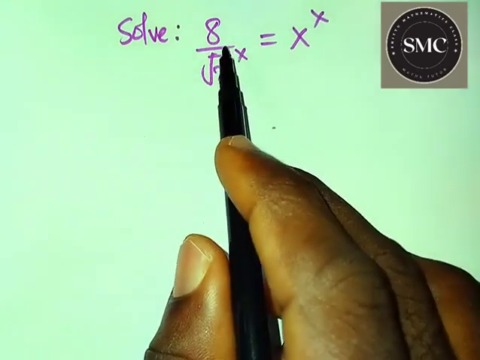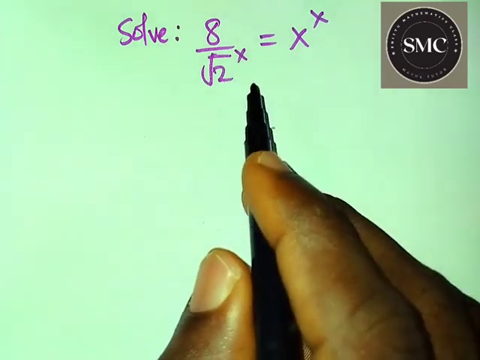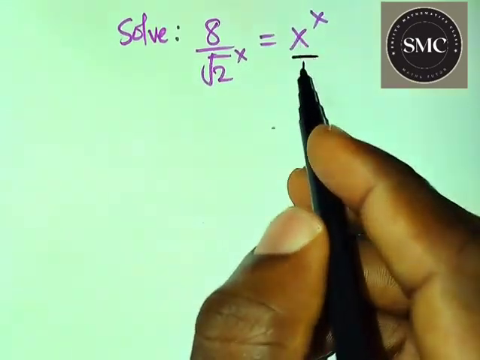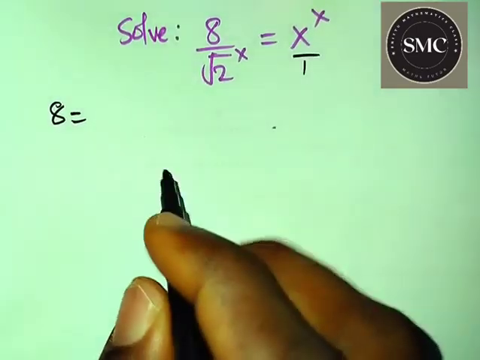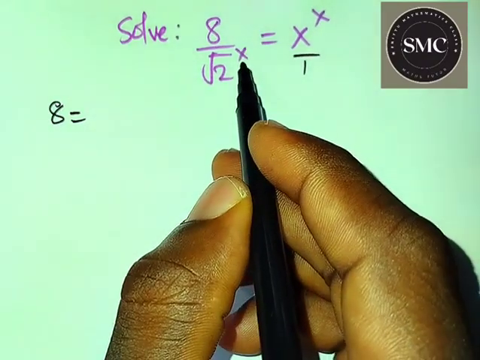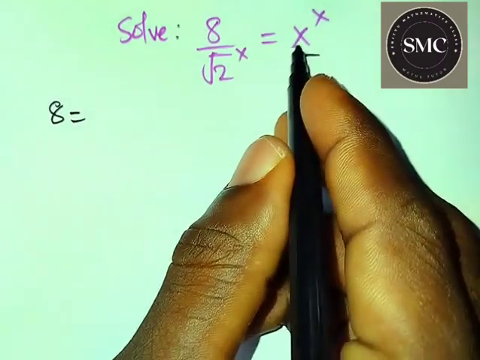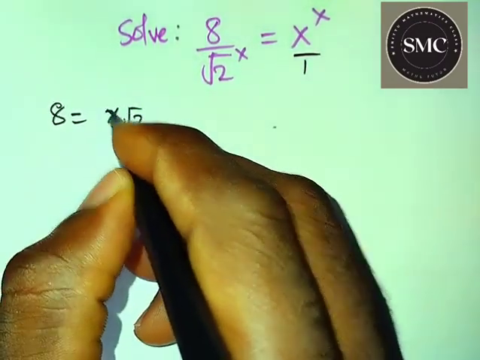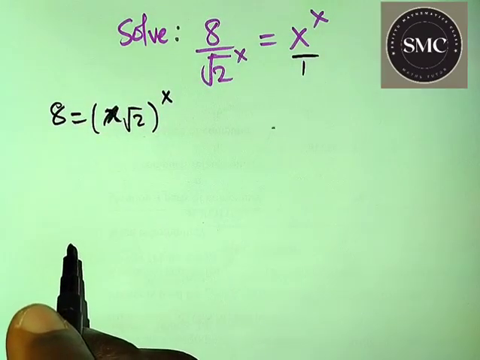So here I'm going to try to do cross multiplication. If I do cross multiplication here, this will multiply this and this will multiply this. So I'm going to have the equation 8 equals, then consider this is having power x and this one is also having power x. So I can multiply the bases together, that is x root 2, then I have x like this, having the same power.